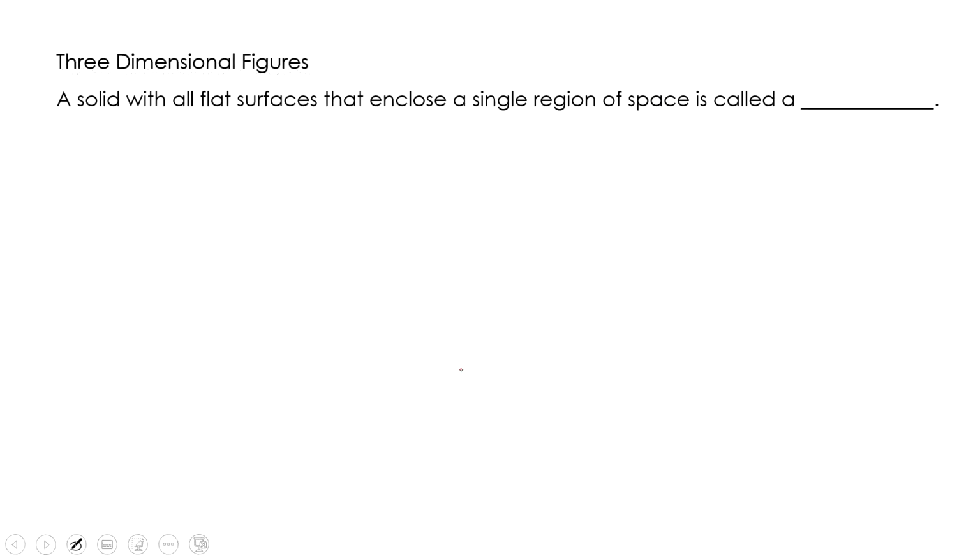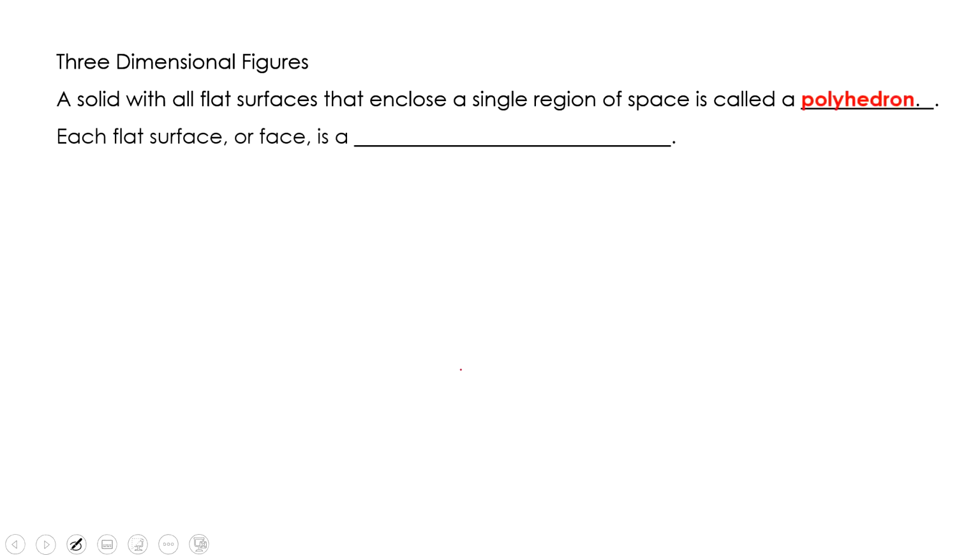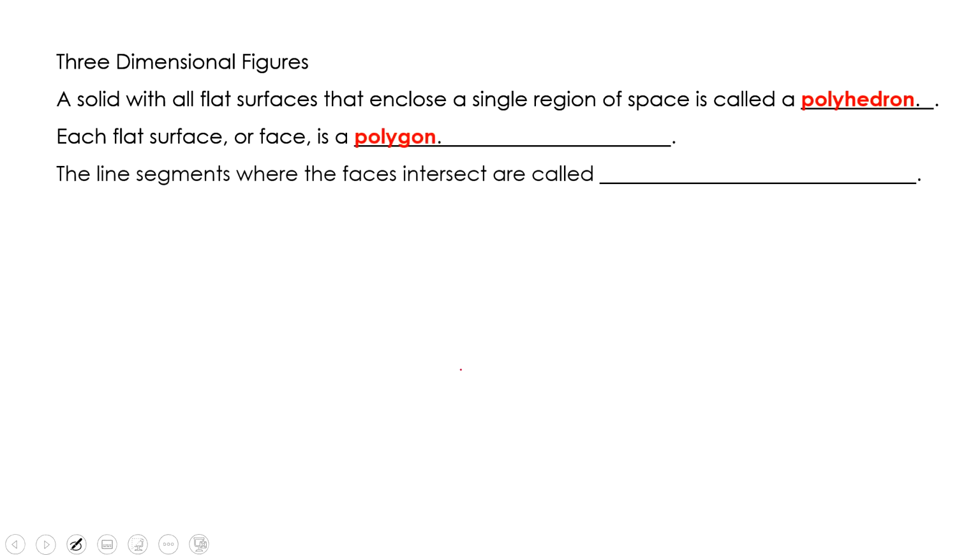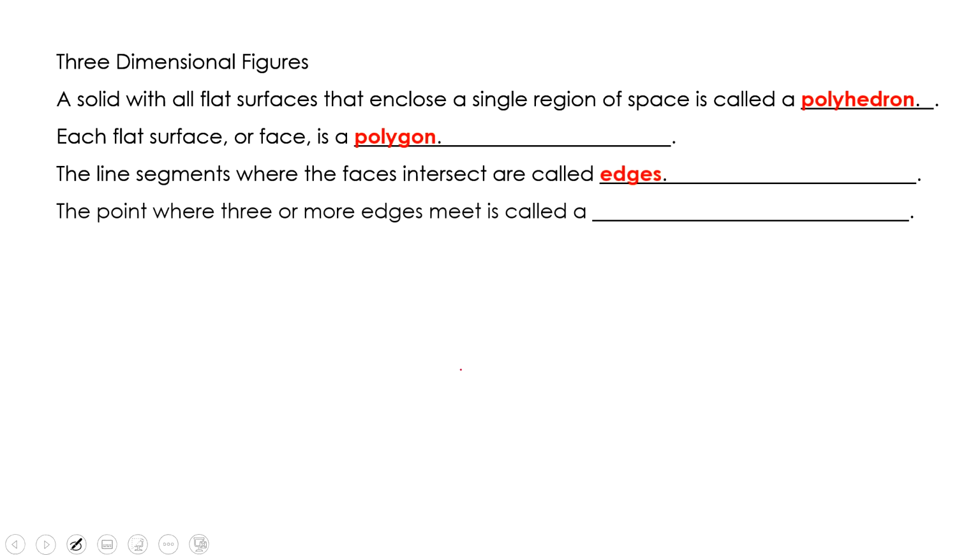Three-dimensional figures. A solid with a flat surface that encloses a single region of space is called a polyhedron. Each flat surface, or face, of that polyhedron is a polygon. The line segments where these faces intersect are called edges, and the point where three or more edges meet is called a vertex. Think of a cube. Think of a dice. A dice is a solid. It encompasses all the area inside that dice. That's what they're talking about.